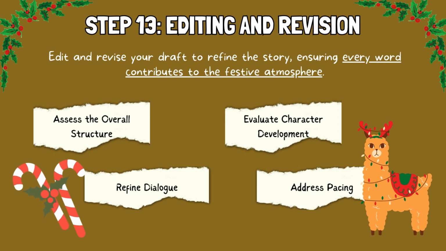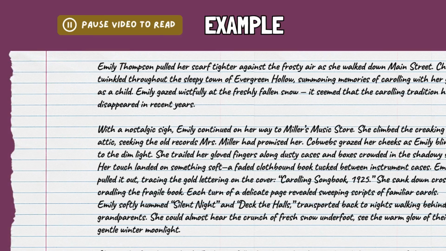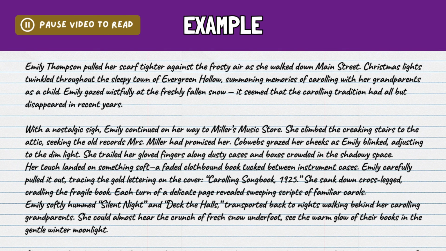Step 13 is editing and revision. Editing and revising your Christmas story is like polishing a precious ornament. It enhances its beauty and impact. Before you start editing, always take a break so that you can review your work later with fresh eyes. During the revision process, some key areas to review include the overall plot structure, the use of dialogue, descriptions of settings, character changes throughout the story, and any pacing issues with the overall story. Remember to embrace multiple rounds of revisions to ensure that your story reaches its full potential. Here is a revised version of our Christmas story sample.